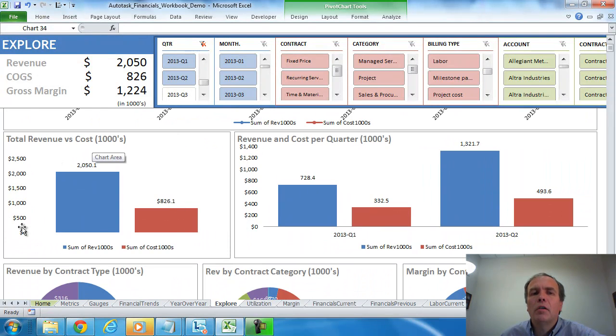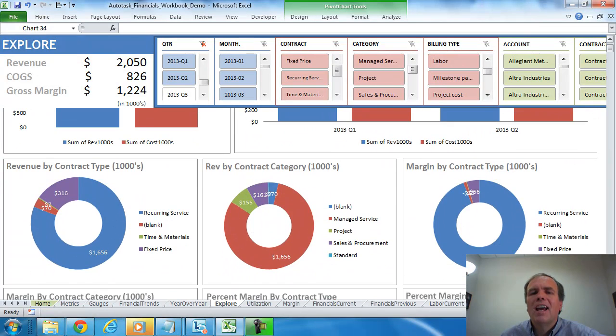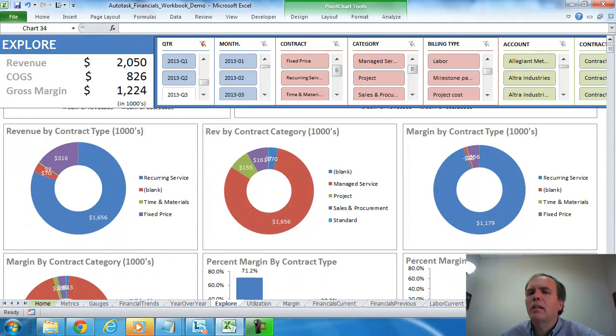I see the total revenue and the cost. I see it by quarter, so I can see a comparison. And then I get a breakdown of revenue by contract type. So I can see revenue that was generated on a recurring service contract.